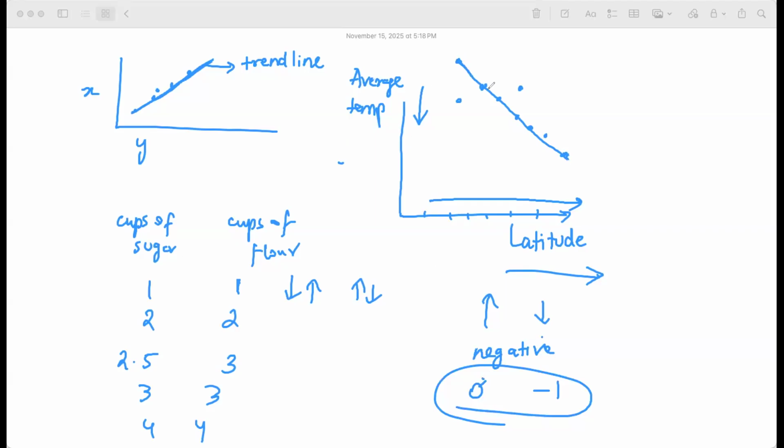When most of the points are on the line, then it will be towards -1, like -0.99 or -0.98 or -0.9. It will be like this when most of the points fall on the trend line. Make sense? So this is just the theory part, but practically you have to experience this.